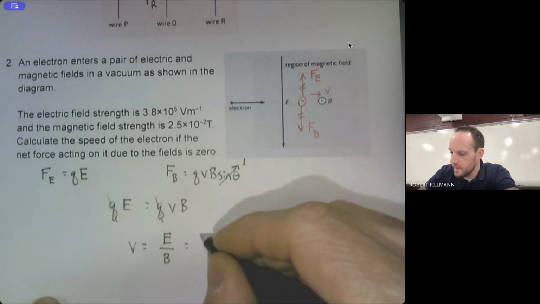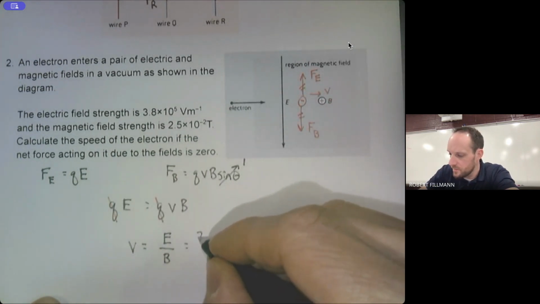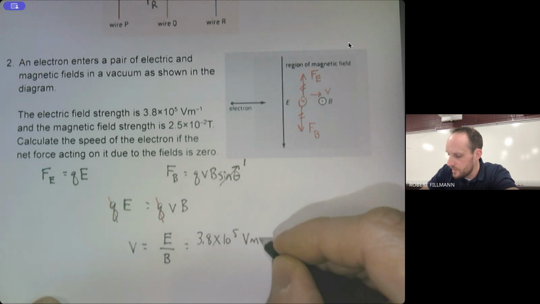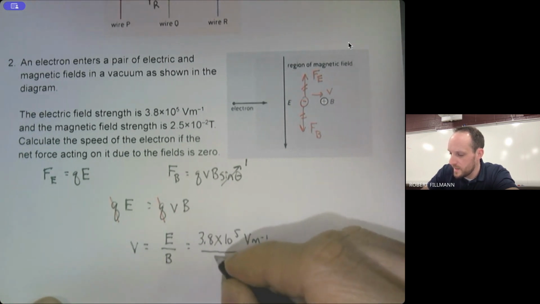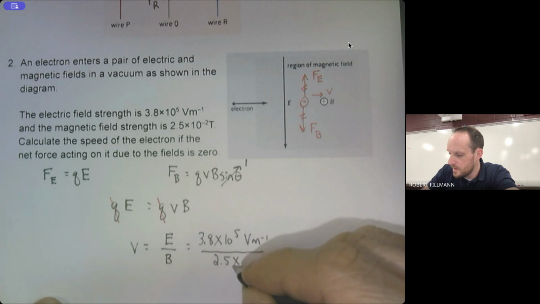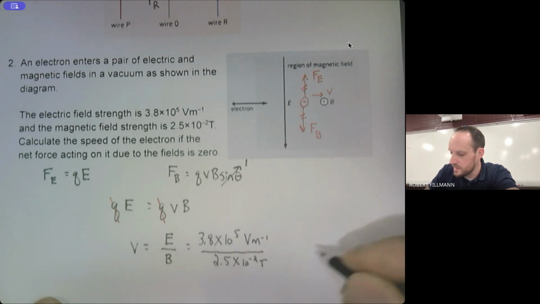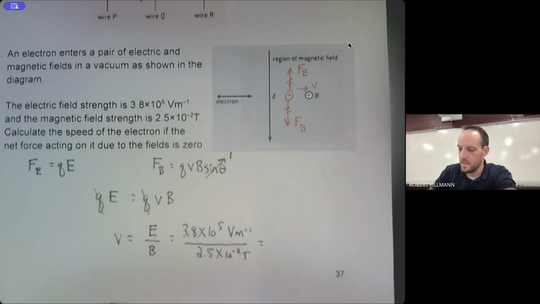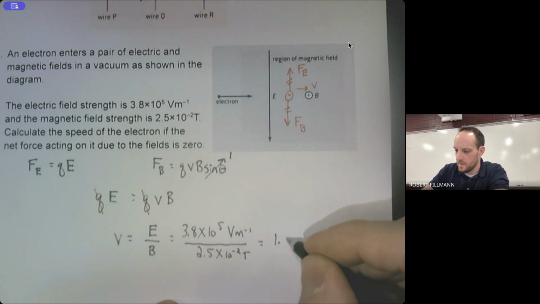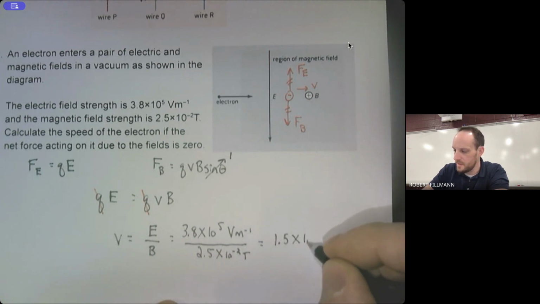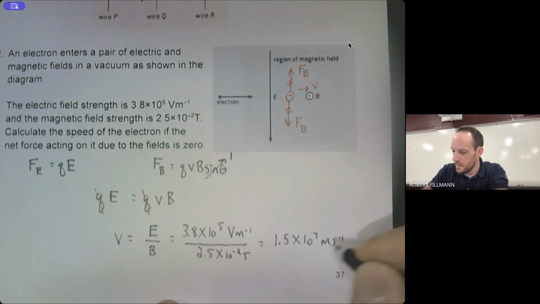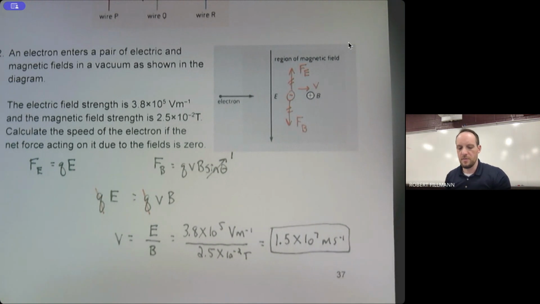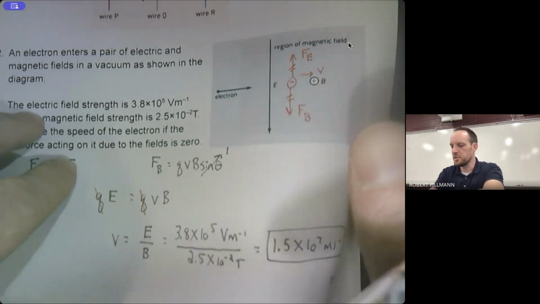So if we plug the numbers in, we'll just make sure they're in base units. Volts per meter, base units, 3.8 times 10 to the 5 volts per meter. And then Tesla is the base unit for magnetic flux density, 2.5 times 10 to the negative 2 Tesla. We can get the speed of our electron, and it ends up being in meters per second. It's kind of fun: 1.5 times 10 to the 7th meters per second, which is getting close to the speed of light, which is hard to do for a big thing, but fairly easy to do for an electron.